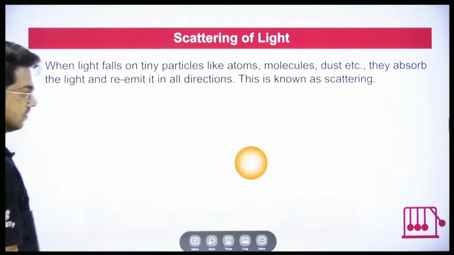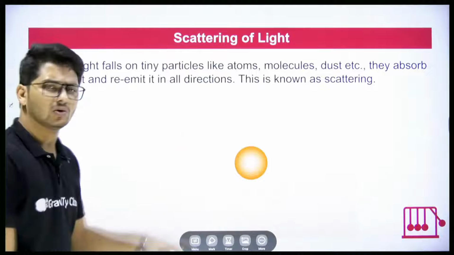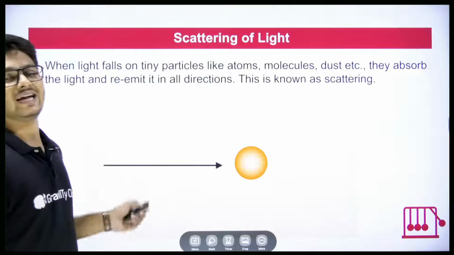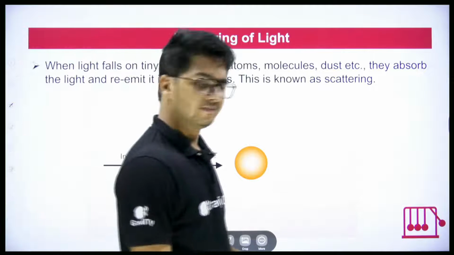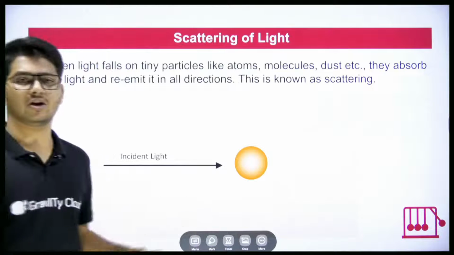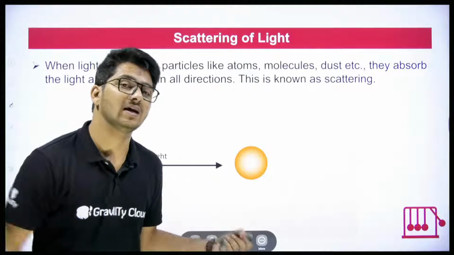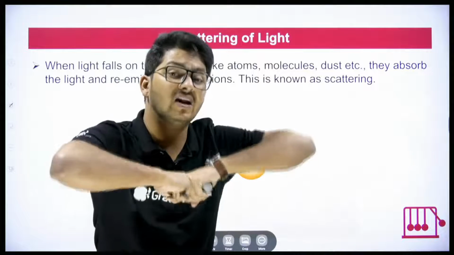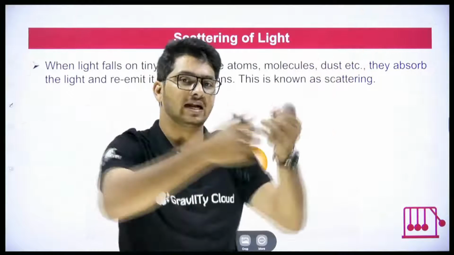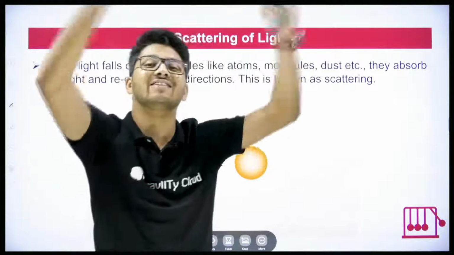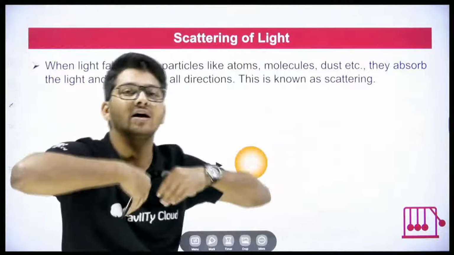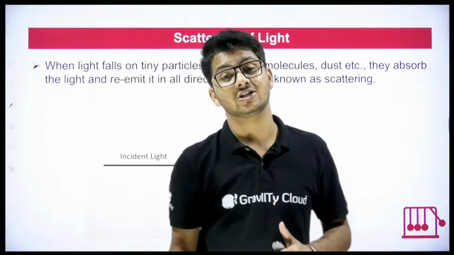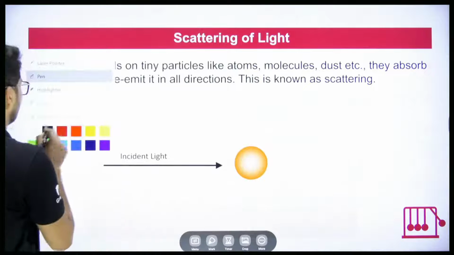So here, let's say this is an atom or a molecule or a particle, but a very small particle. Now when light is incident on it, what does that particle do? It absorbs the light. After absorbing, it will emit it. It has taken it in, it will also give it away, absorbing it and emitting it. But when it emits, in which direction? It can emit in any direction, right? It's up to it now.